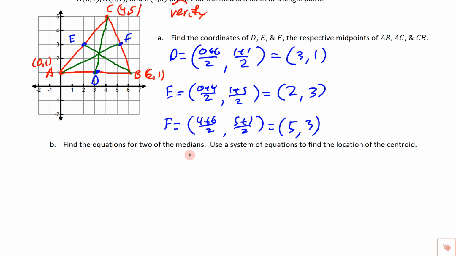So, find the equation of two of the medians. I'm going to do AF, that median. A is (0, 1), and F is, let's write these over here so I've got them.